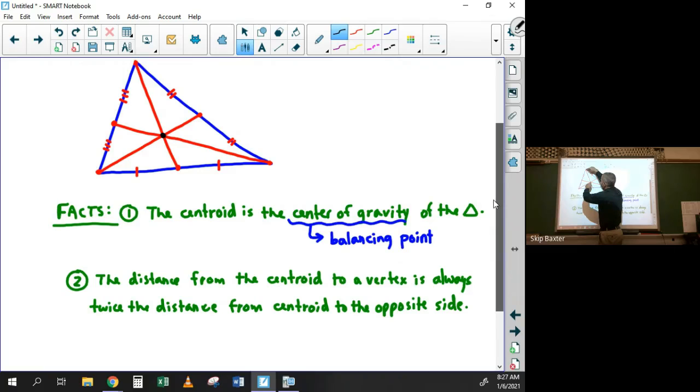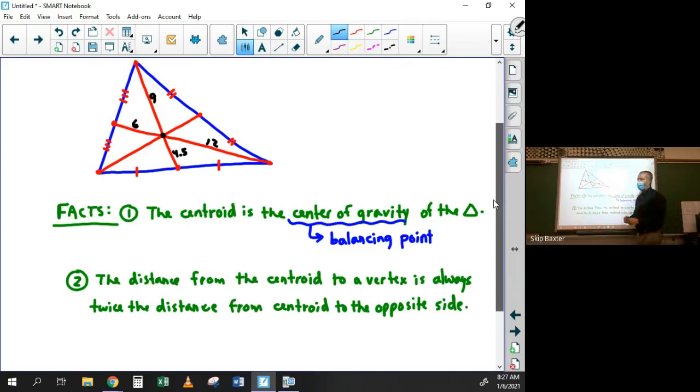So this longer part is twice as long as that shorter part. Does that make sense? If they told us that this long part right here was 12, then I would know that this has to be 6. Or vice versa, if they told us that this little part right here is 4.5, what would this part up here have to be? 9. It would have to be 9. So they could give you either the long part or the short part, and you could find the other part, right?